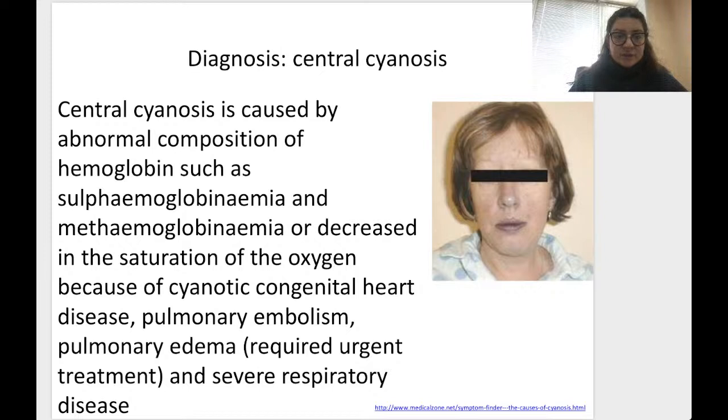Okay, central cyanosis can be caused by abnormal composition of hemoglobin, such as sulfhemoglobinemia and methemoglobinemia, or decreased oxygen saturation because of cyanotic congenital heart disease, pulmonary embolism, pulmonary edema that requires urgent treatment, and severe respiratory disease. You see on the picture, it looks like this, all the skin is a little bit blue colored, and especially in this patient, the lips are blue.